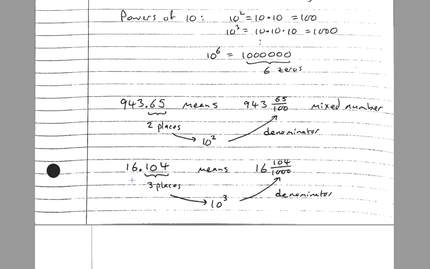How about this one? 16.104. Now to the right of the decimal point, we have 3 places. So we need 10 to the power 3, that's 1,000 on the bottom, and 104 is on the top. And this is the whole number piece, 16. So this is 16 and 104 thousandths. Again, a mixed number. So the point of decimals is they're just mixed numbers, but we always have a power of 10 in the denominator. Makes the fractions easier to handle.